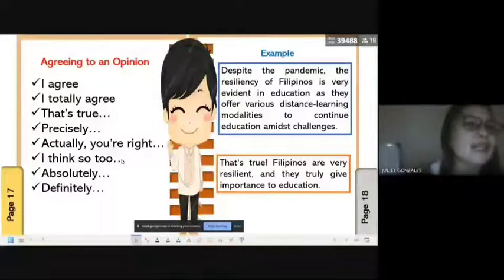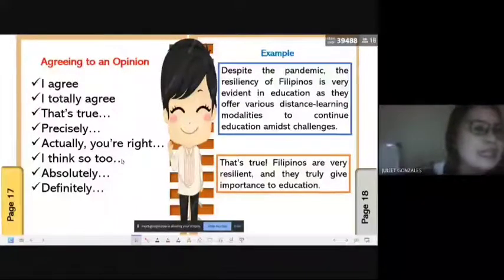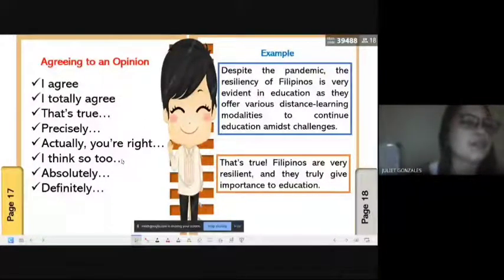I totally agree that we should stay away from crowds in this pandemic. I totally agree that strawberry is the best ice cream flavor. I totally agree about my parents disciplining me and teaching me good manners. Wow. I totally agree that not all the vaccines are safe like other illegal vaccines. That's true that Filipinos are evidently resilient in education. I totally agree that COVID vaccines can help us protect from the virus.